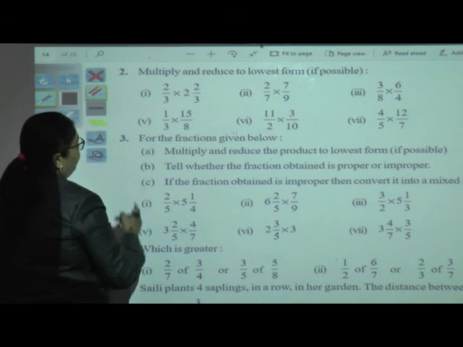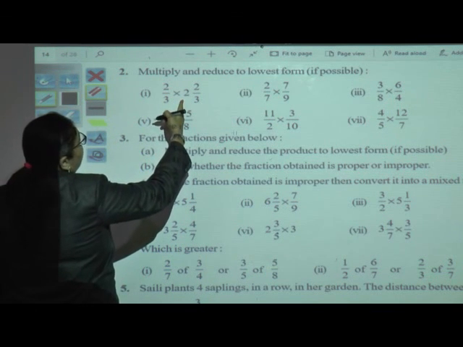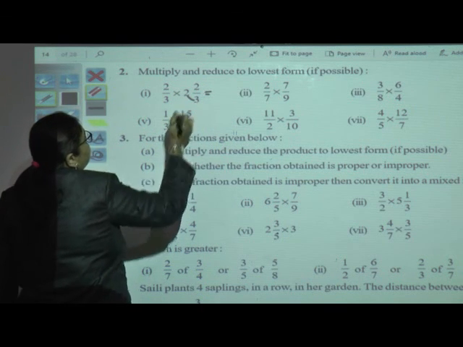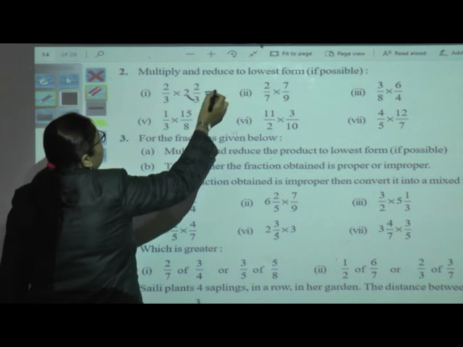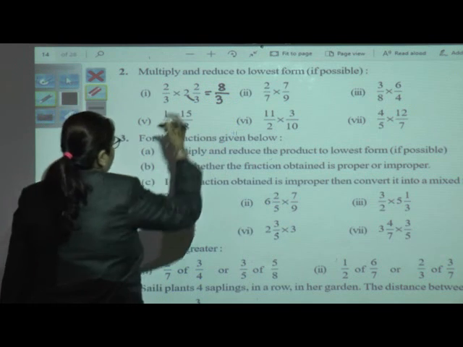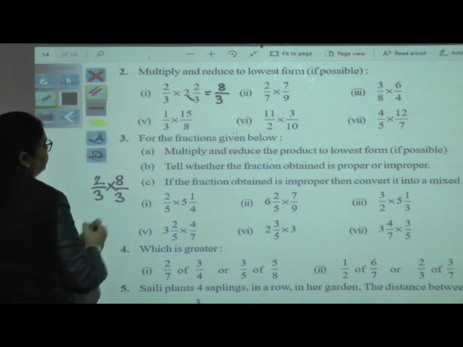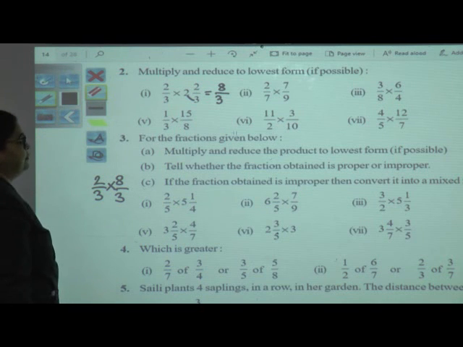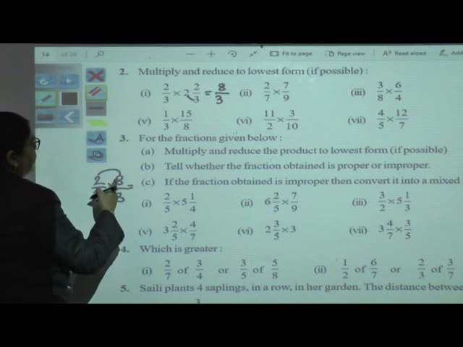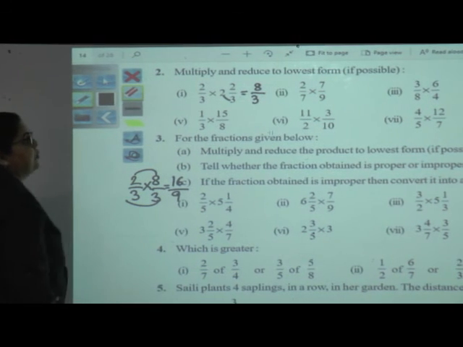So, what we have to do? We have to do the multiplication of this, that is 2 upon 3 multiplied by 2 whole 2 upon 3. What will be the improper form of this mixed fraction? This is 3 2s are 6 plus 2 is 8, 8 upon 3. Now, we have both the fractions. So, we will multiply 2 upon 3 multiplied by 8 upon 3. Is it possible to reduce here? No. So, we will multiply numerator to numerator, that is 8 2s are 16 upon 3 3s are 9. This will be our answer.